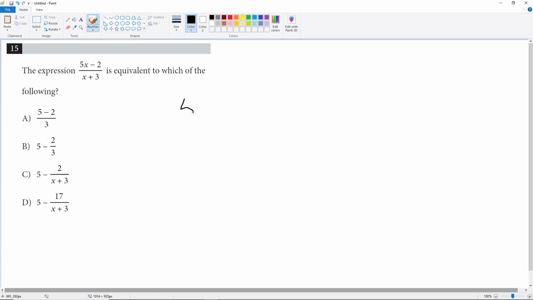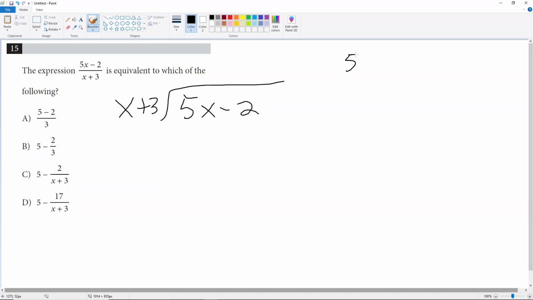I thought I was writing, but I was erasing. Okay, 5x minus 2 divided by x plus 3. When you perform polynomial long division, it is very important that you include every power of x, from whatever the highest power is in the numerator down to just a constant. Now in this one, we have 5x to the first power, minus a constant. So nothing has been skipped, but I'm just going to give you an example.